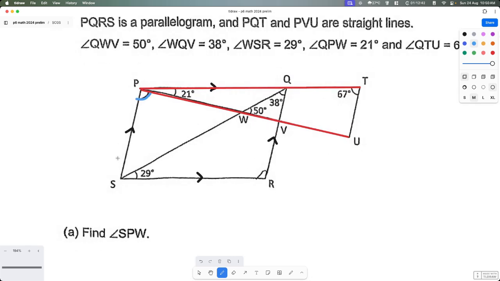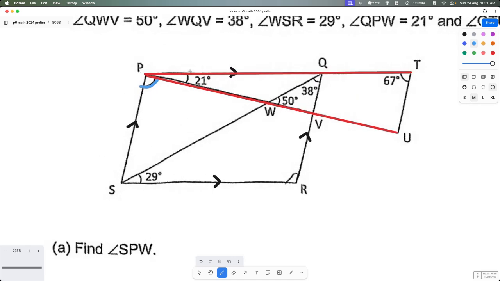Let me zoom this in a bit. In order for us to get SPW, what can we do? We can get the angle over here. Let me draw this in red. If we can find this green angle, we are able to get this blue angle. So how do we get this green angle? Actually, we just need to find this total angle over here. I will put this whole green color here. So how do you get this green color?